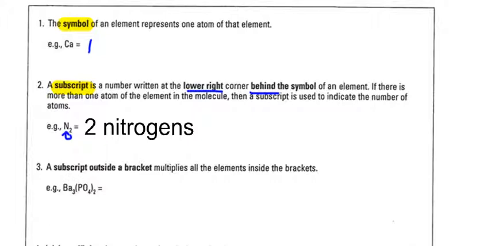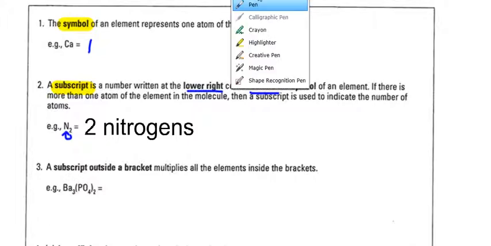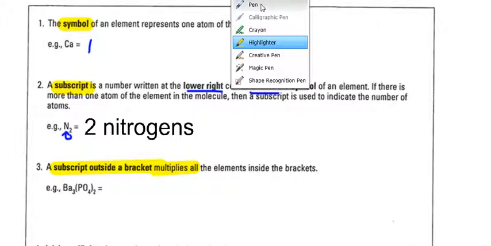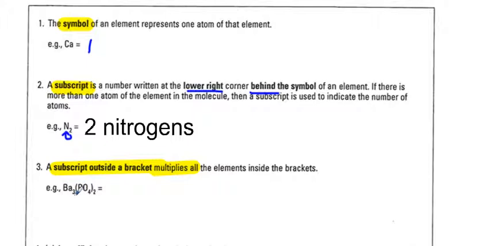2 nitrogens I have over there, because it applies to what's immediately behind it. Over here, a subscript outside the brackets multiplies all the elements inside the brackets. So once again, the subscript applies to what's immediately before it. So right here, this 3 means I have 3 bariums, and this 2 means I have 2 of whatever is right behind it. Now what's behind it is a set of brackets with a P and 4 oxygens. Okay, so all together here I have 3 bariums.